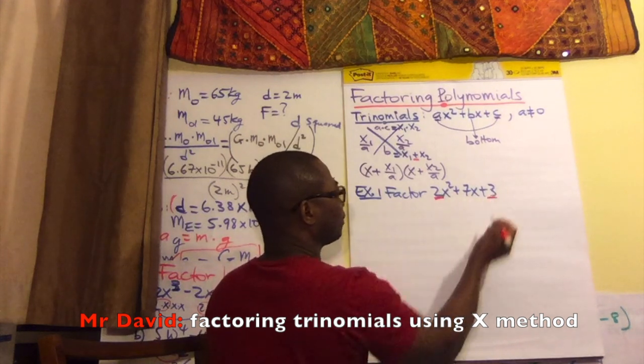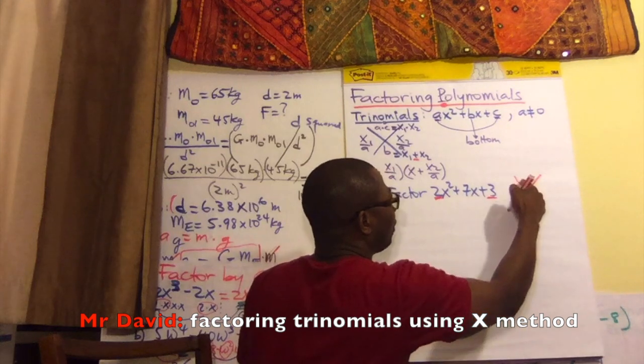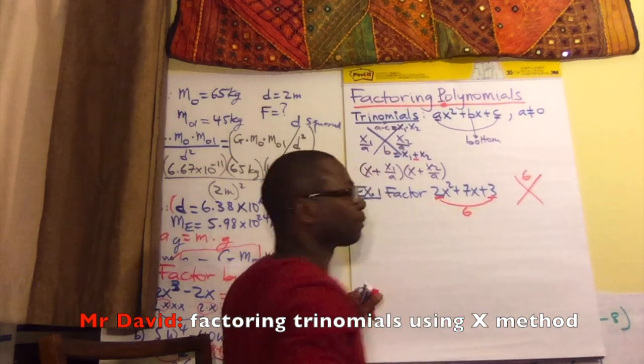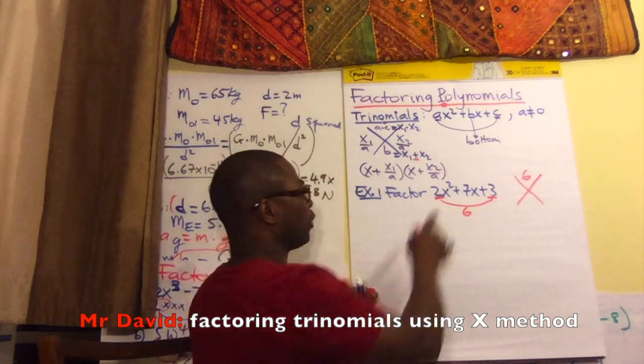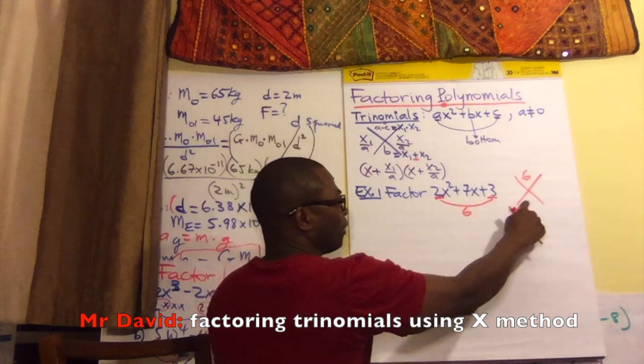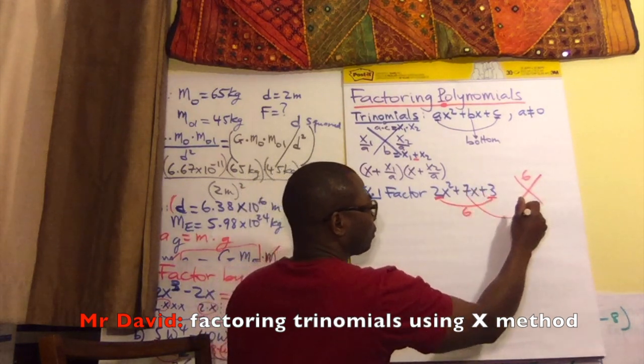2 times 3 goes on top. Right? 2 times 3 is 6. It goes here. Okay. Now we say B. B is the one in the middle with the X. It goes at the bottom. So B goes here: 7.